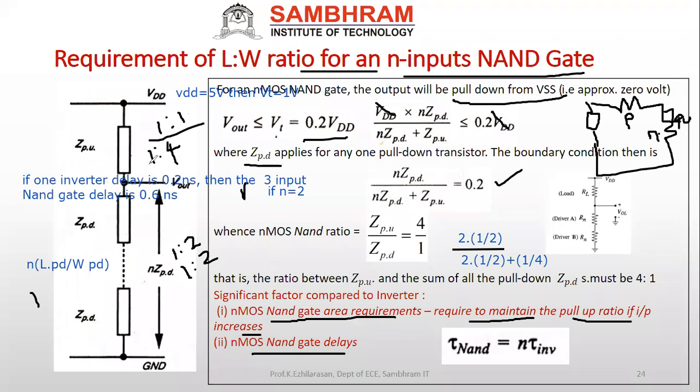But sometimes what will happen, they may go for 4:1 or 1:4. They may go. Right, so sorry, this only. So in this way, we have to find out the ratios.